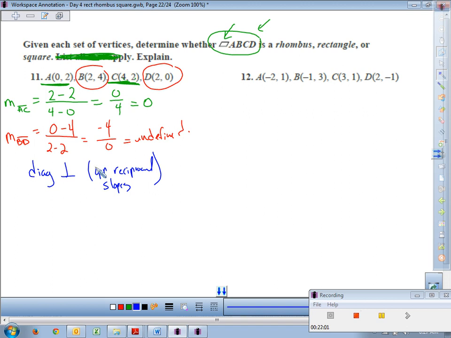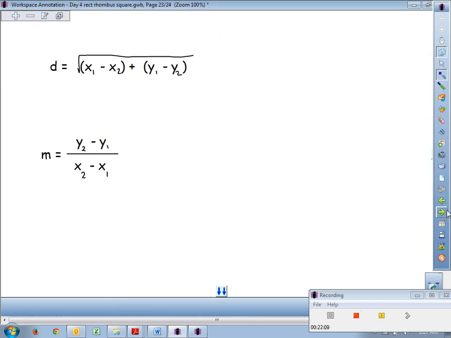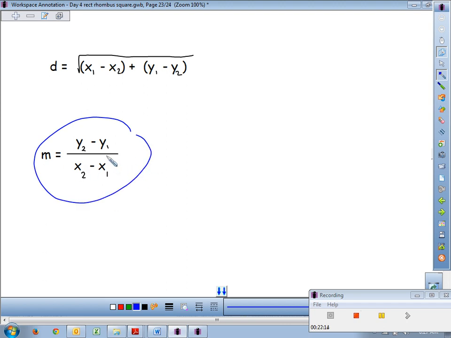Halfway home. The next thing we got to do is find the distance from A to C, which is one of the diagonals, and the distance from B to D. Now it's time to learn a secret. Check these two formulas out. What we have just found is the slope. That's what M stands for. We found the slope, which is the difference of your y's, where you take your y values and subtract them from each other, and then put that over your difference of your x's.